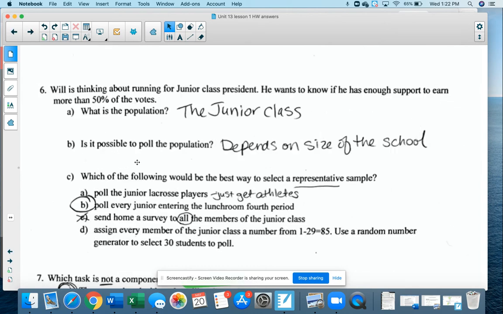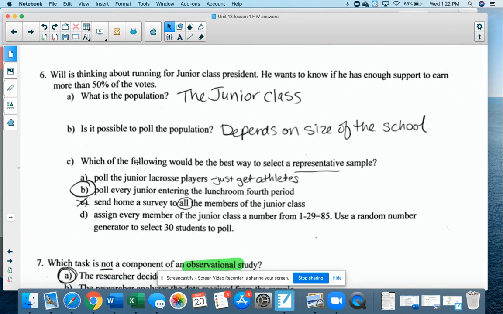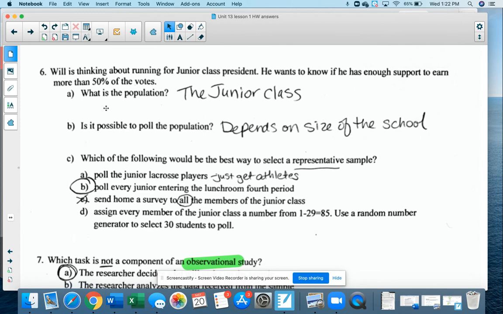Number 6, Will is thinking about running for junior class president. He wants to know if he has enough support to earn more than 50% of the votes. What's the population? Those would be all the people voting, and I assume that would just be the people in the junior class. Is it possible to poll the whole population? Well, yes, it depends on the size of the school. If you have a large school, you might want to do just a sample. So which of the following would be the best way to select a representative sample?